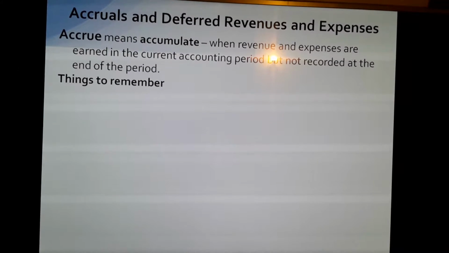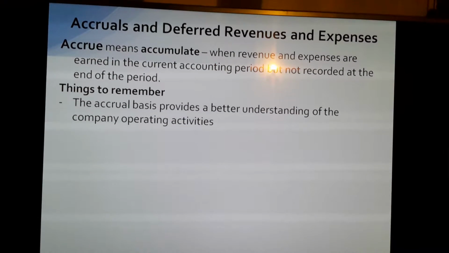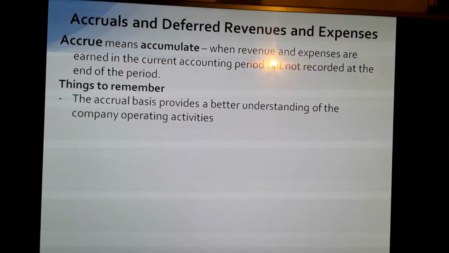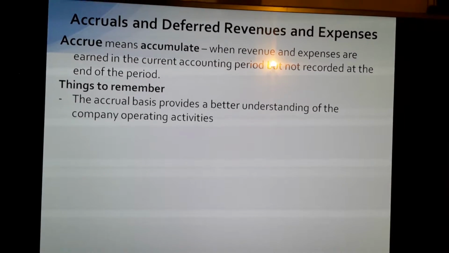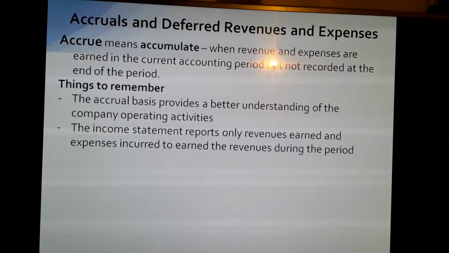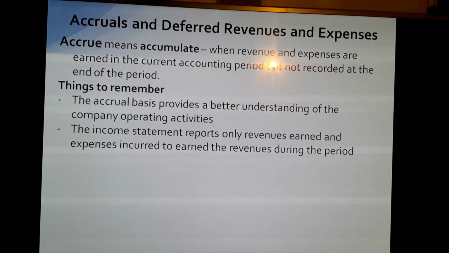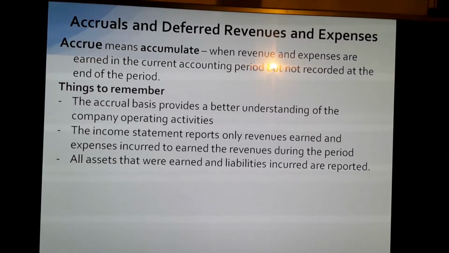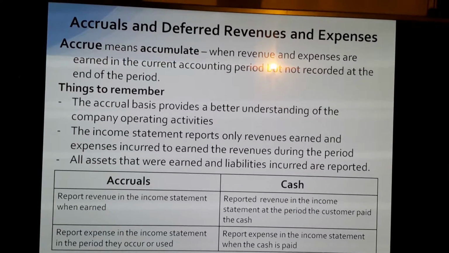Okay, things to remember. We are just touching some bases over here. We said the accrual basis provides a better understanding of the company's operating activities. The income statement reports only revenues earned and expenses incurred to earn the revenues during the year. All assets that were earned and liabilities incurred are reported.